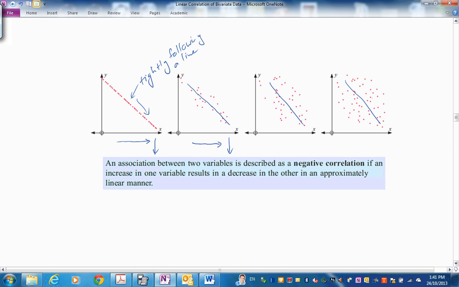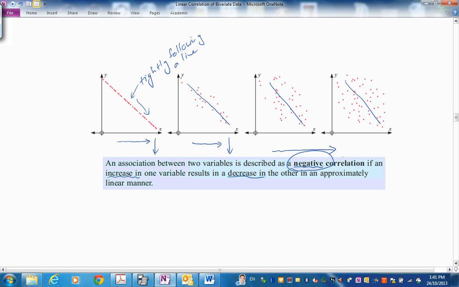And the strength of the association diminishes as we go across these four diagrams. We're getting less tightly associated variables. Okay, if it's a negative correlation, if you increase in one, you decrease in the other. So negative, as usual, means the opposite direction in maths.